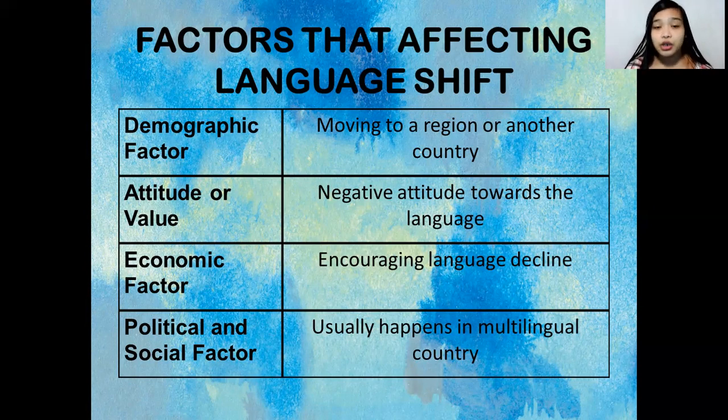The second is the attitude or value. Of course, it is when there is negativity in your inner self towards your language. It always happens with ethnic groups, when they won't showcase their unique language, and they use another language for them to blend in. And the next one would be the economic factor. Economic is when you encourage language decline.